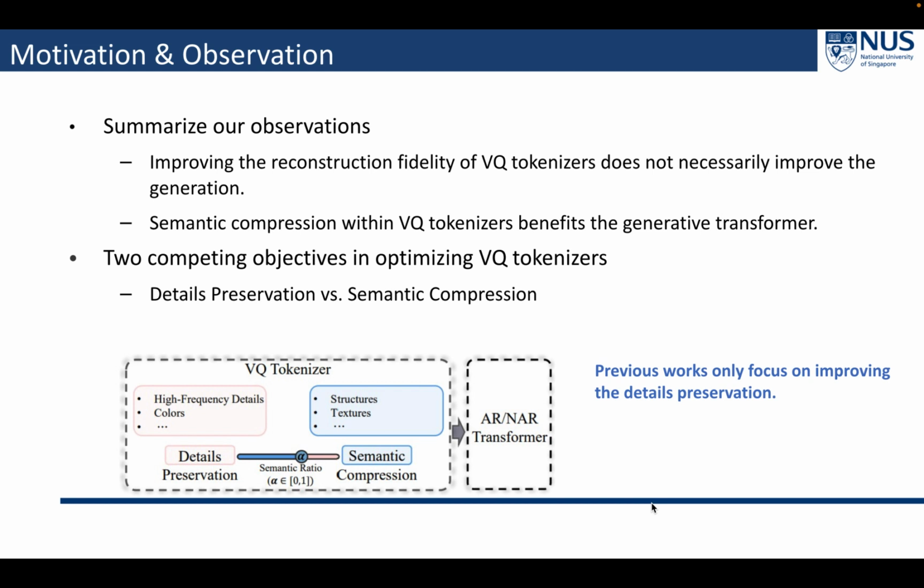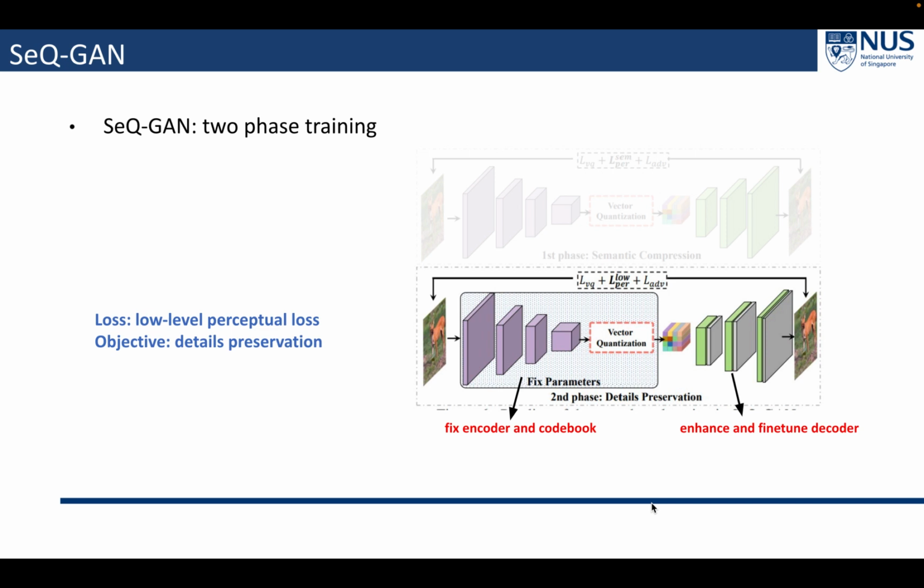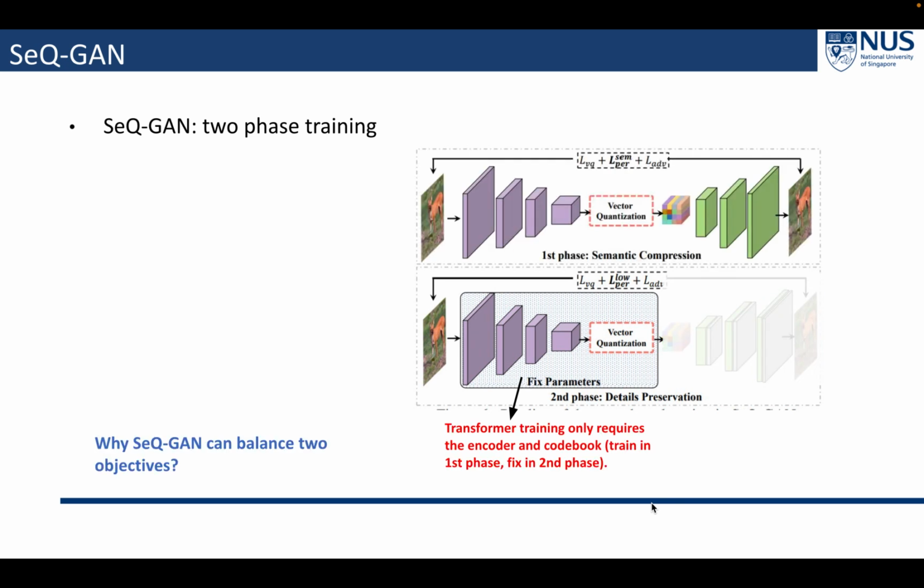Previous work mainly focused on improving details preservation, but to balance these two objectives, we introduced the semantic quantized GAN, SQ-GAN, to tackle this problem. The semantic quantized GAN has two-phase training. The first uses the semantic-enhanced perceptual loss, which pursues the objective of semantic compression. Then in the second phase, we fix the encoder and the codebook, and only fine-tune the decoder with low-level perceptual loss.